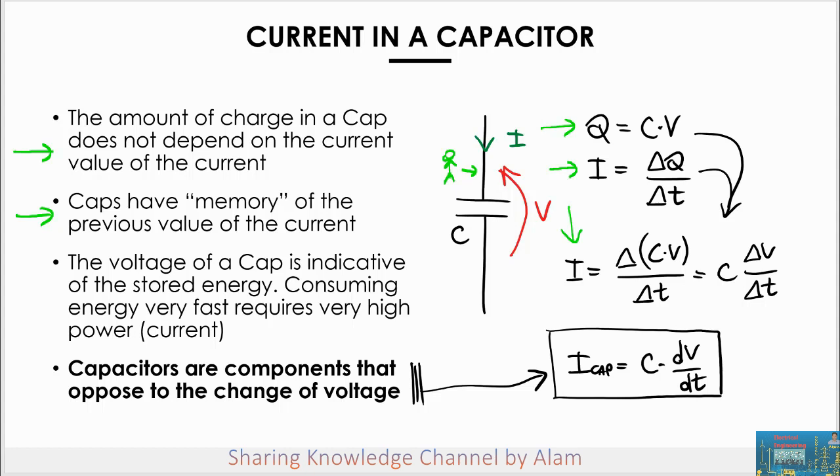At first order, the capacitance is a constant value. As we said before, it is a property of the geometry of the capacitor and the properties of the dielectric material, so it's not something that's going to change. So we can take it out of the delta operator, and we get that the current is equal to the capacitance multiplied by delta V over delta T, which is the variation of a voltage over a certain time.